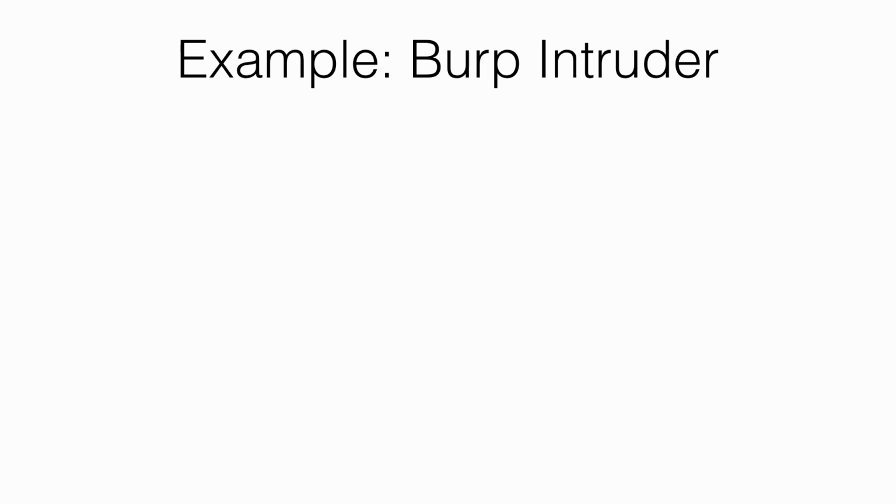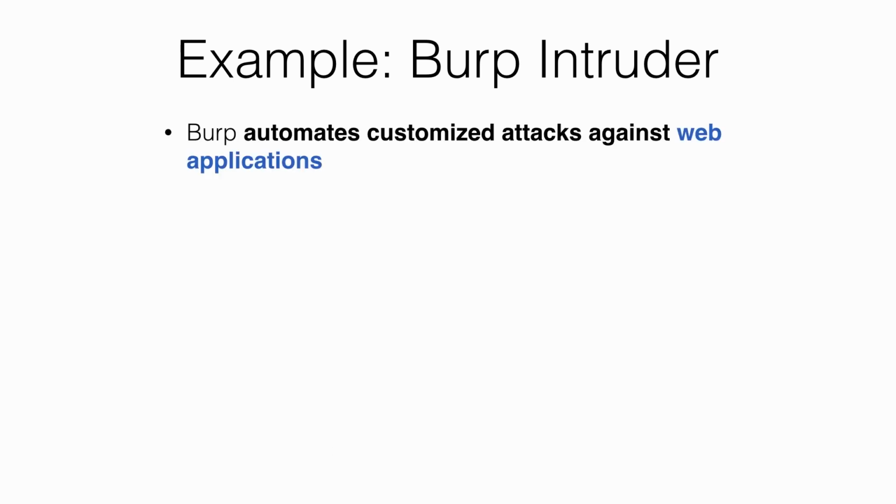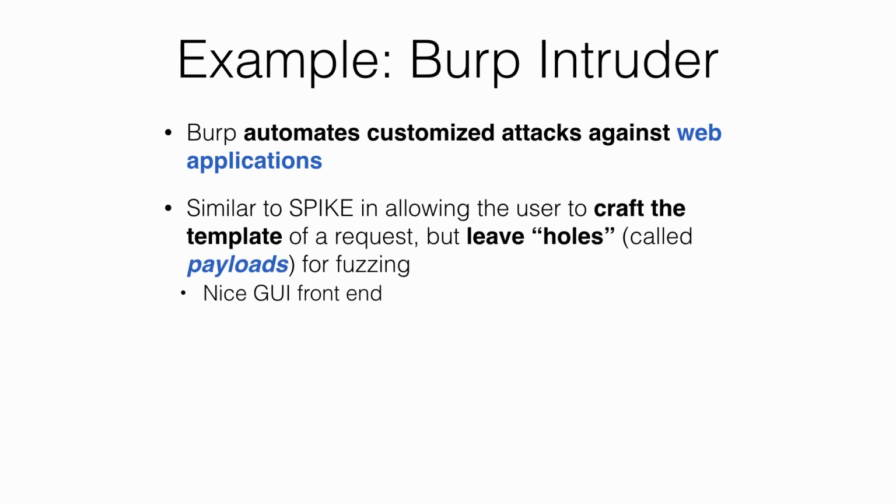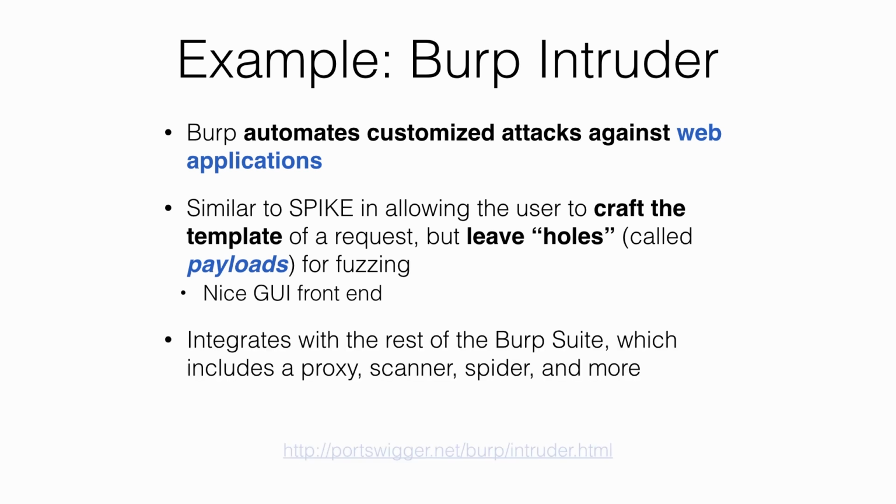Another example network fuzzer is Burp Intruder. It's one element of the Burp Suite. Burp automates customized attacks against web applications, and it's similar to Spike in allowing the user to craft a template of a request but leave holes, which it calls payloads, for fuzzing by the tool. Unlike Spike, which is a programming API, Burp Intruder provides a nice GUI front end. And Burp Intruder integrates with the rest of the Burp Suite, which includes a proxy, scanner, spider, and many other tools.